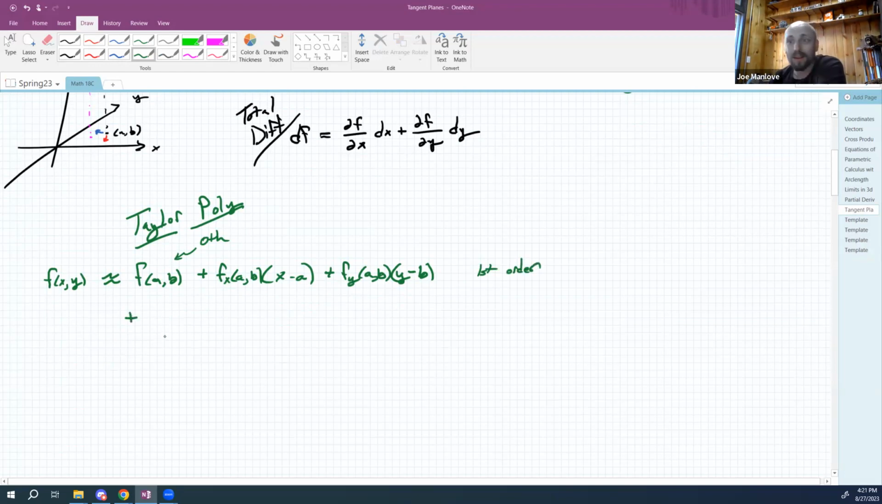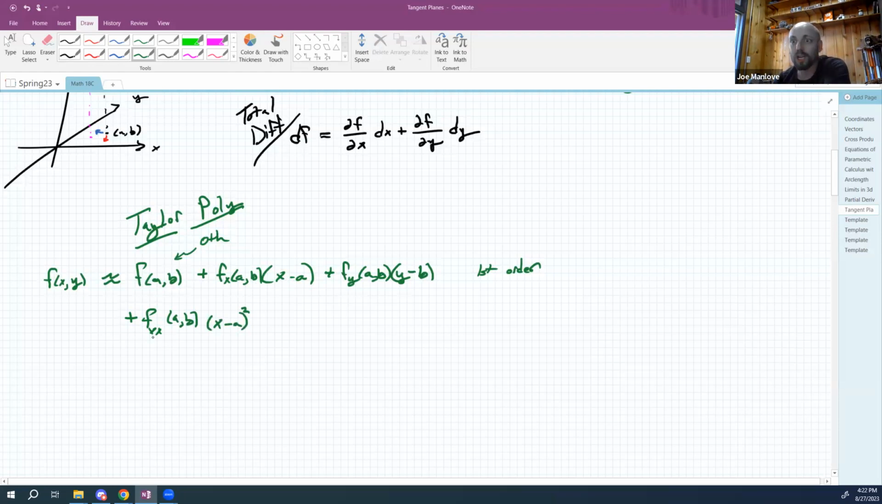Now I'm going to add to that, and the second order stuff is going to be, let's see. What if there are changes in f due to the way it's bent? Remember, this is me just throwing a tangent plane at it. That's like throwing a tangent line at a function. That's not very good. We can do better. The approach to do better is we'd add more derivatives. So what if it's bent in the xx direction? I'd evaluate fxx at a and b, then multiply that by x minus a squared.